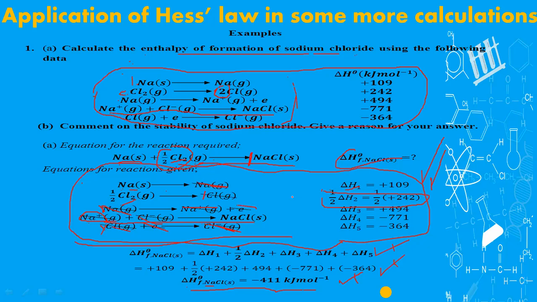Which comment shall we give? I can try. Yes, Benjamin. It's more stable since its enthalpy of formation is more negative. Yeah, it is a stable compound. I'm just modifying your answer. It's a stable compound because its enthalpy of formation is negative.